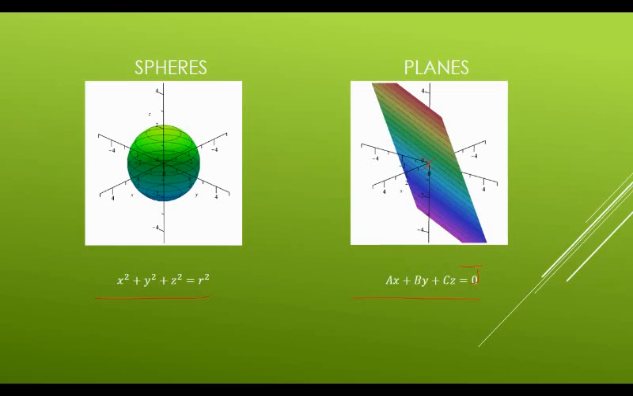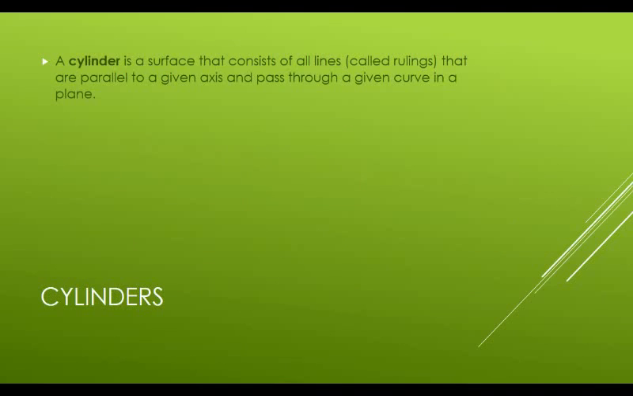But anyway, essentially we have these two equations here, one for spheres, one for planes, and we spent a little bit of time understanding those. We also talked about lines, but here we're going to talk about surfaces a little bit more. The simplest kind of surface after spheres and planes is what's called a cylinder. This is a surface that consists of a whole bunch of lines that are parallel to a given axis and pass through a given curve in the plane.